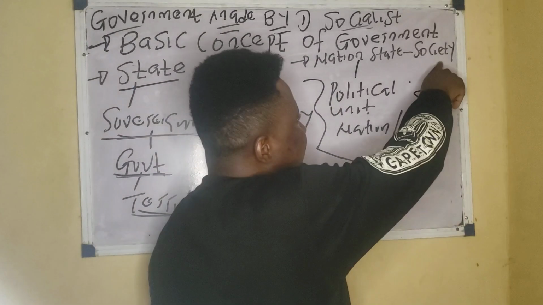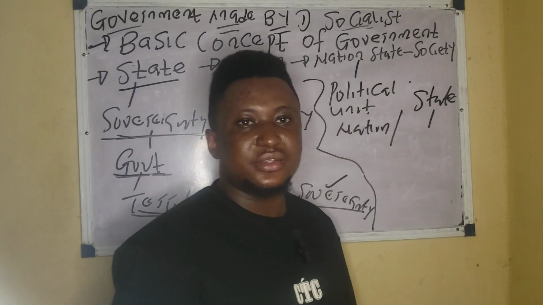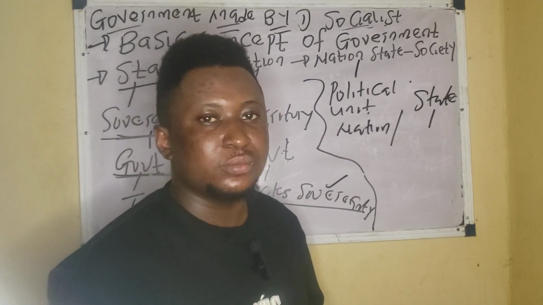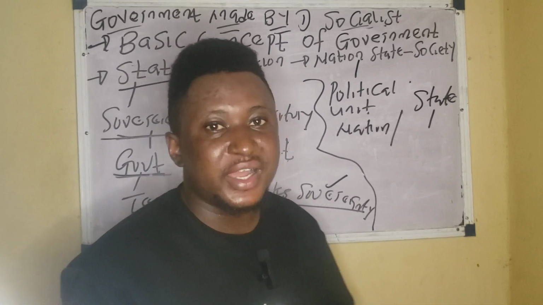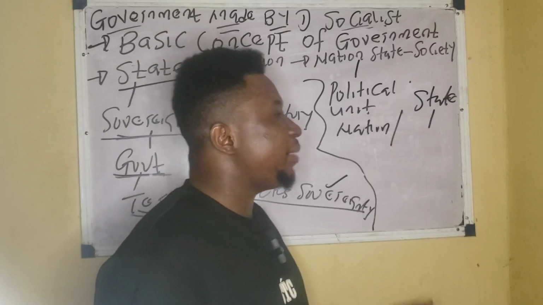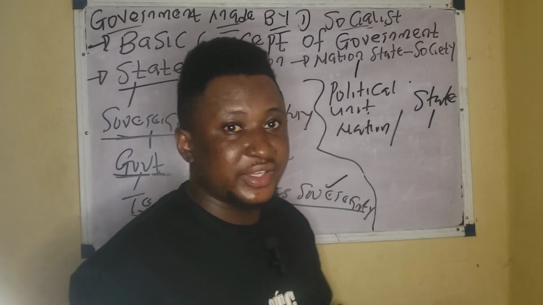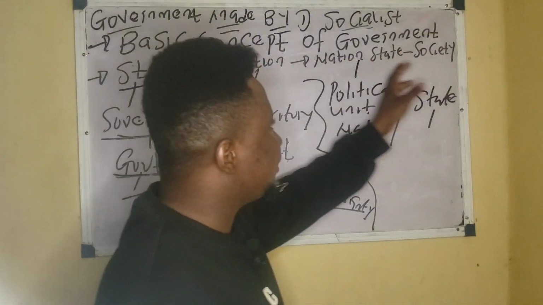Now, check this one: society. Who is this one? Society can also be seen as a group of people, or a group occupied by men of different kinds. Whenever you hear the word society, it's a group occupied by men of different kinds. So you see state, nation, nation state, society.